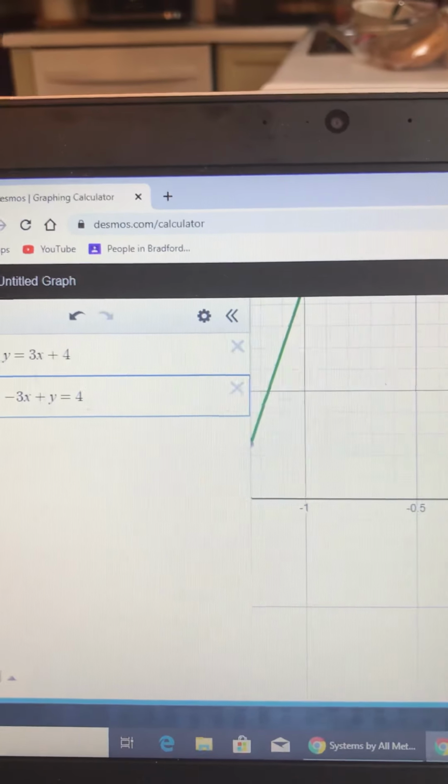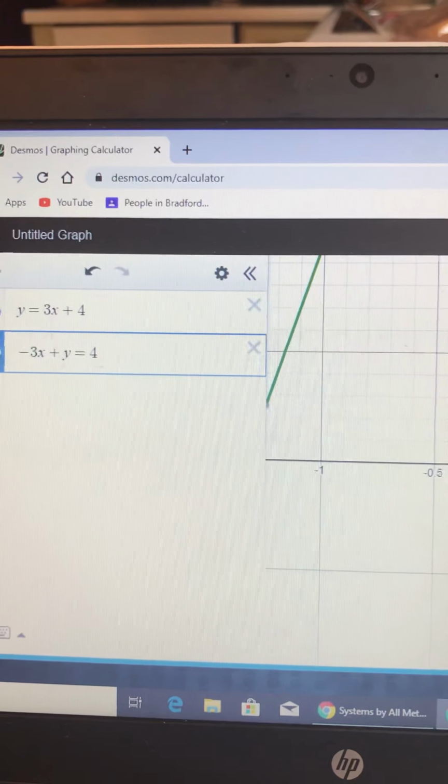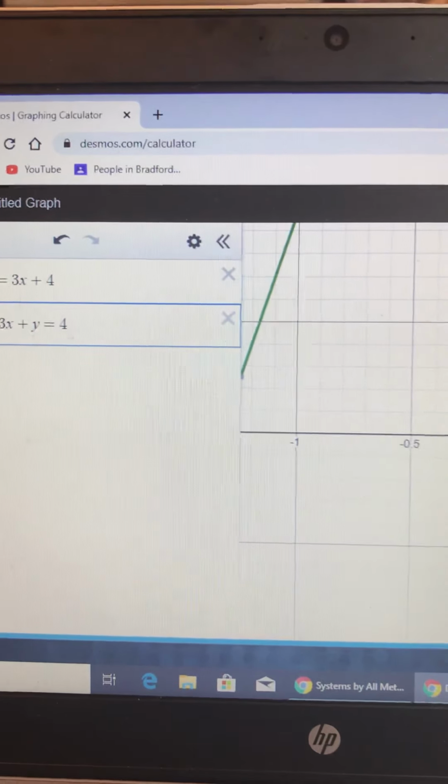So it's a great program: www.desmos.com. Again, that is my explanation of how to graph a system of equations by using Desmos.